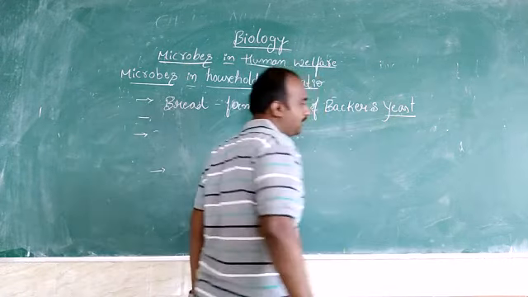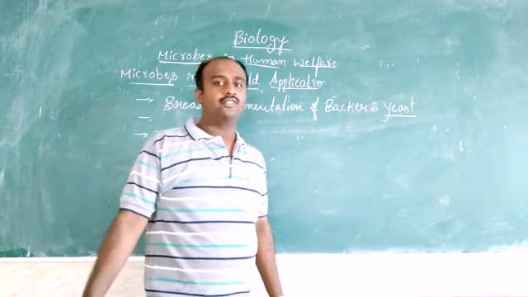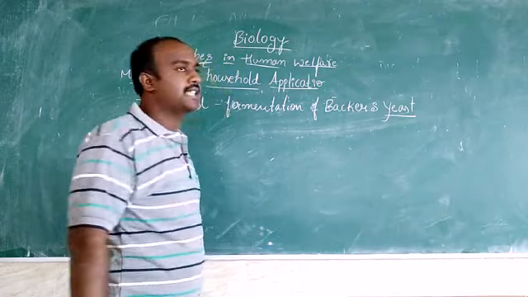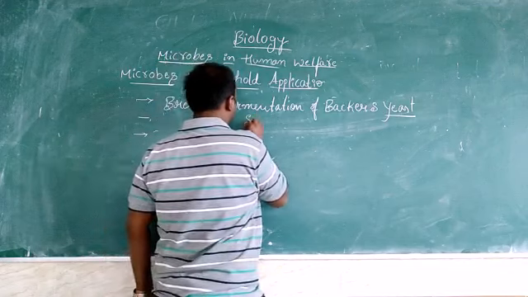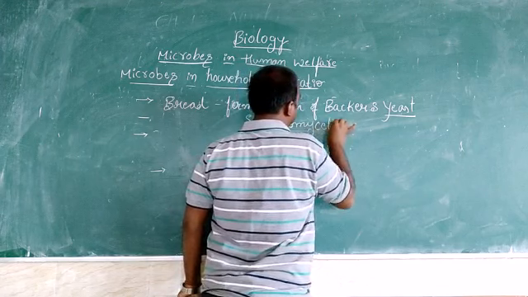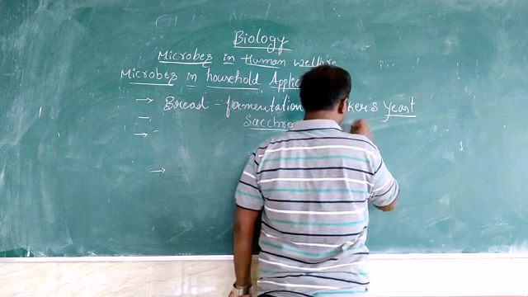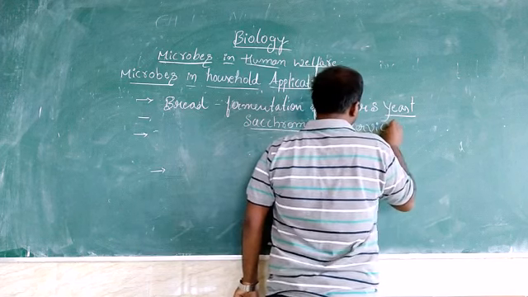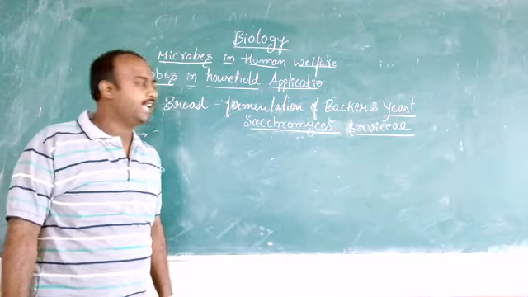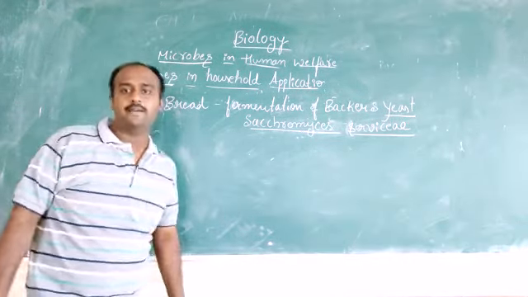Yeast is a unicellular structure. The yeast belongs to kingdom fungi. All fungi are multicellular except yeast. And the baker's yeast scientific name is Saccharomyces cerevisiae. This is the scientific name of this yeast.